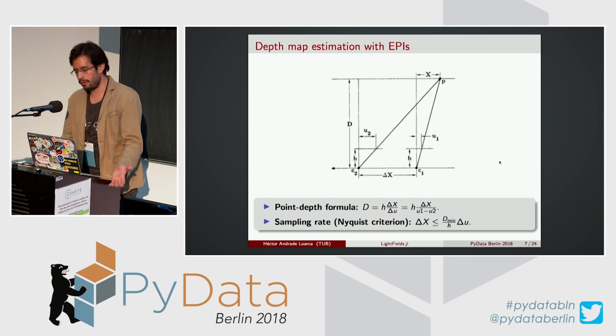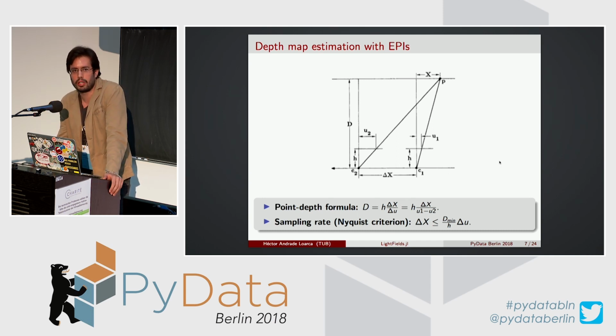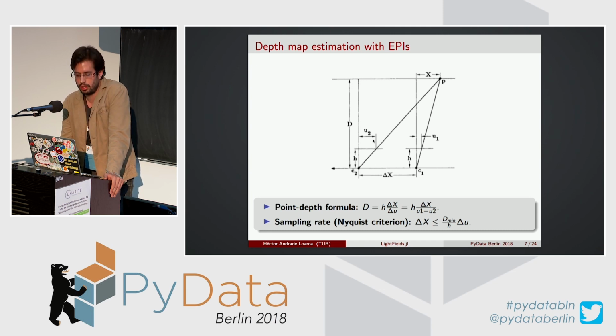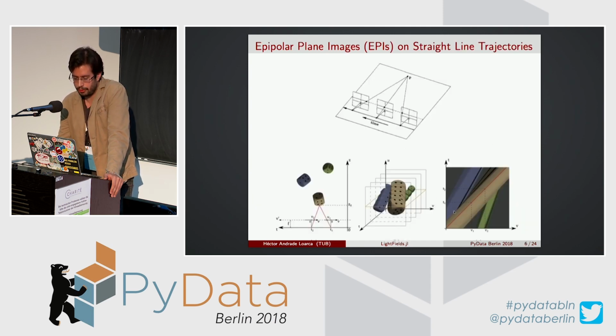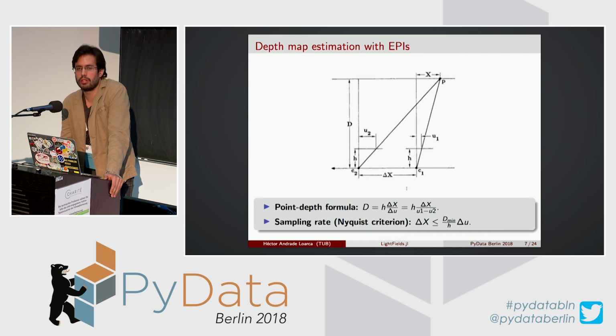So how do we recover the depth map with these EPIs, which is what we call the epipolar plane images? Well, if you know the position of that point in each of the views, you can just compute the slope of the corresponding line where this point is, and this slope is completely related to the depth of the point by this formula.